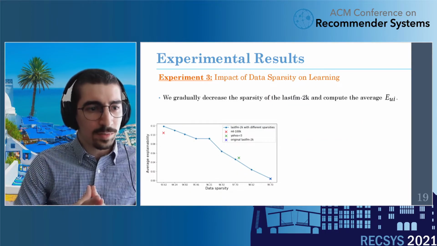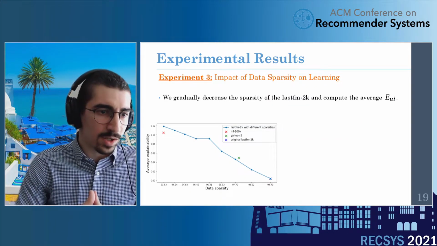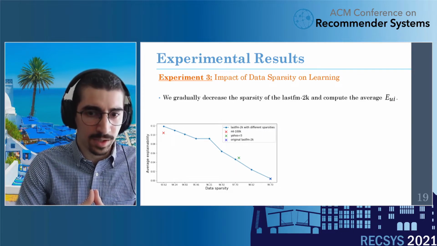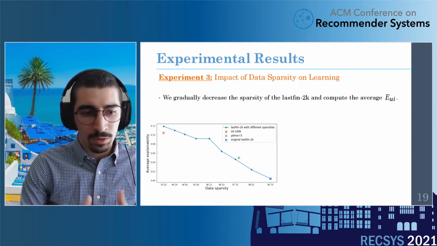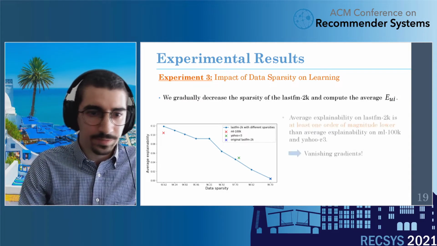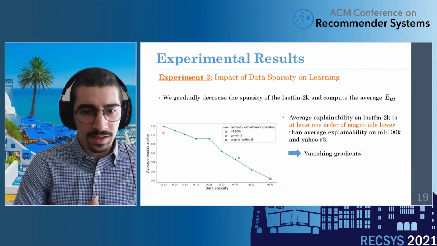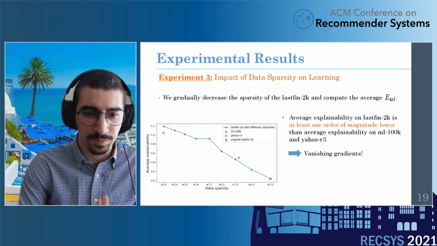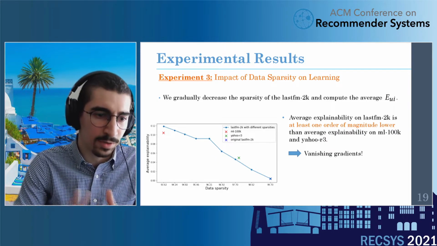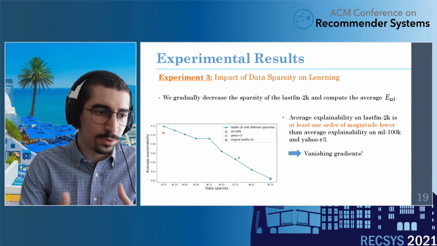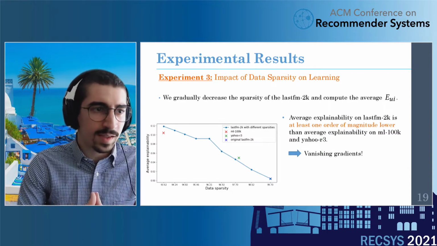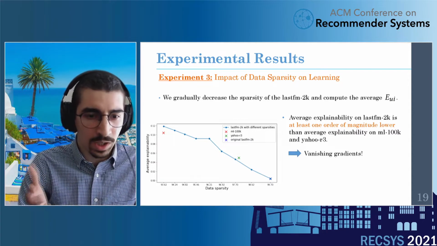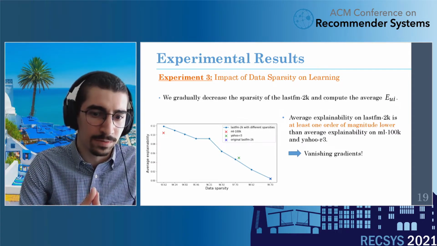In this third experiment, we aim to assess the impact of the data sparsity on the learning, and we do so by assessing the evolution of the average explainability values EUI with respect to the data sparsity. First thing to note is that the average explainability on the LastFM2K is at least 1 order of magnitude lower than the average explainability on the other 2 datasets, in green and in red. And given that these explainability values are multiplicative factors in the update equations, then we can conclude that this will certainly lead to a vanishing gradients problem.